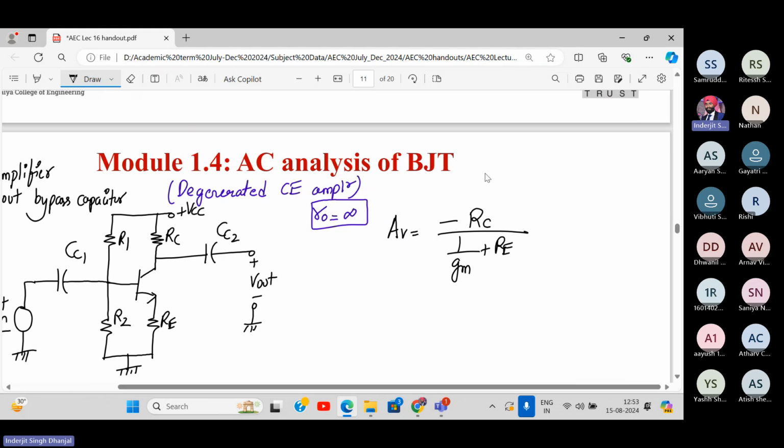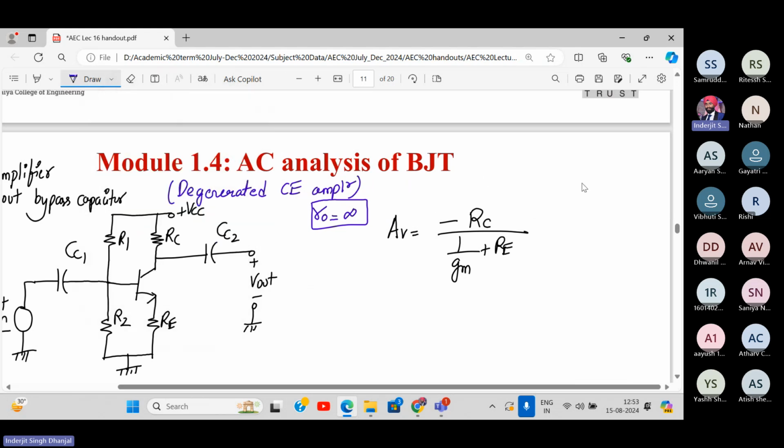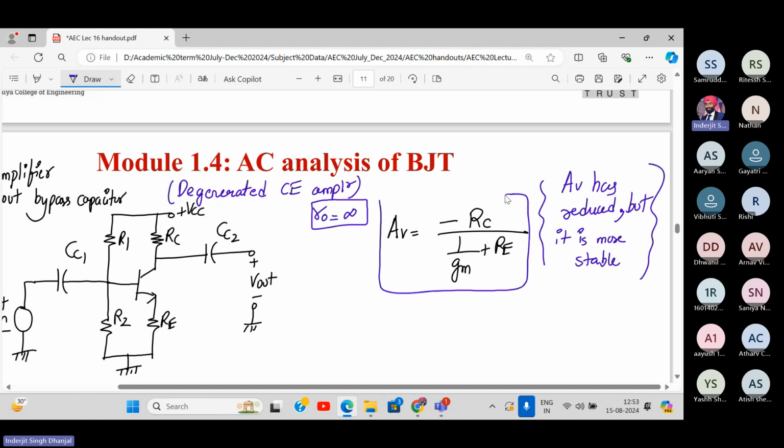Okay. So the consequences from the with capacitor and without capacitor. Without capacitor, the gain has reduced. AV has reduced, but it has become more stable. So this is the formula for AV.